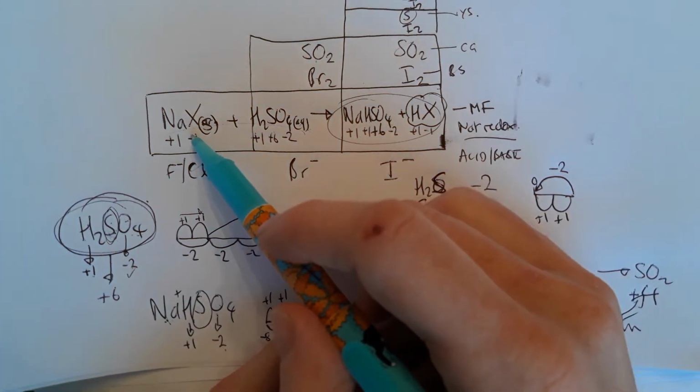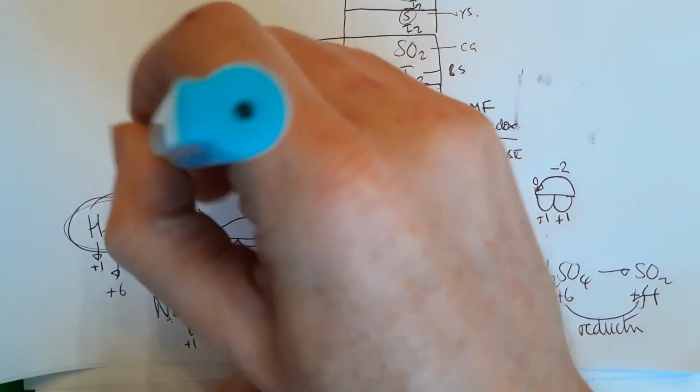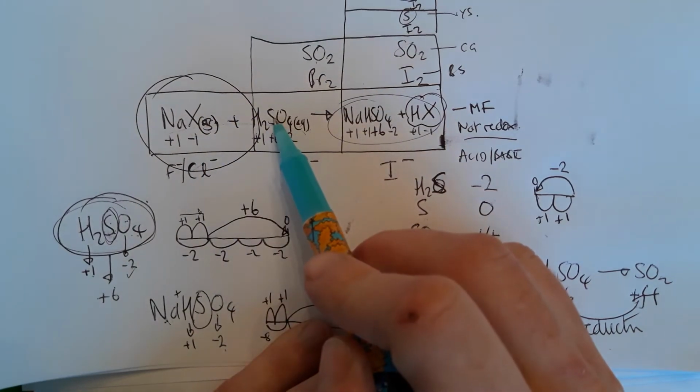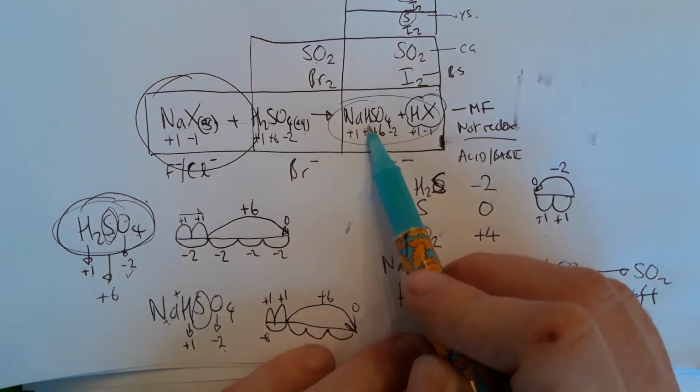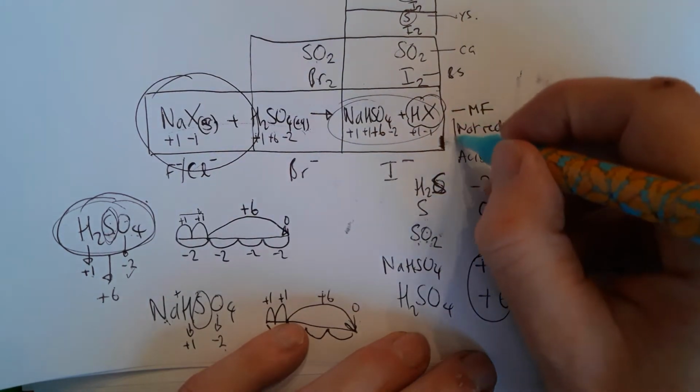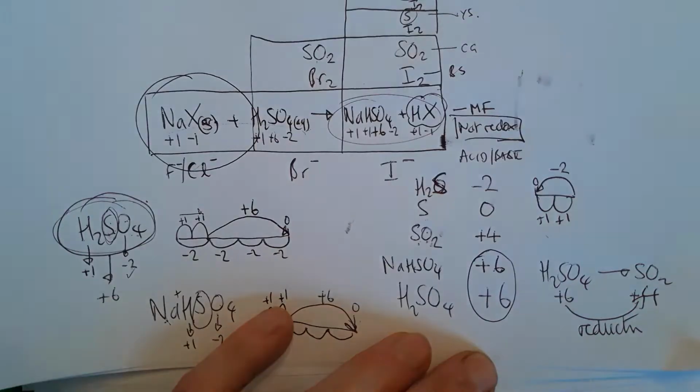So if we look at this diagram, what I'm saying here, chloride and fluoride, all they do when they react with H2SO4 is they turn it into NaHSO4, in which the oxidation state of the sulfur does not change. So it's not redox. Bromide, these are different colour.